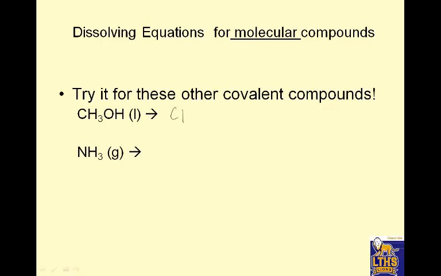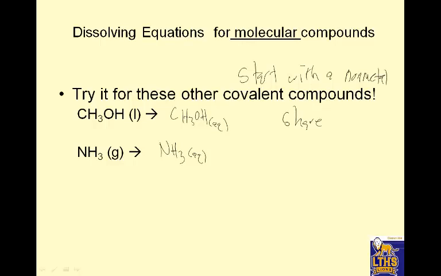Dissolving equations for molecular compounds are kind of easy. All you do is write the same thing, CH3OH, aqueous. You drop it in water. If it dissolves, it's just aqueous. NH3 gas turns into NH3, aqueous. And how do we know if they're covalent again? They start with a nonmetal, and really they share electrons. And remember, if they're going to dissolve in water, they're going to be polar covalent.